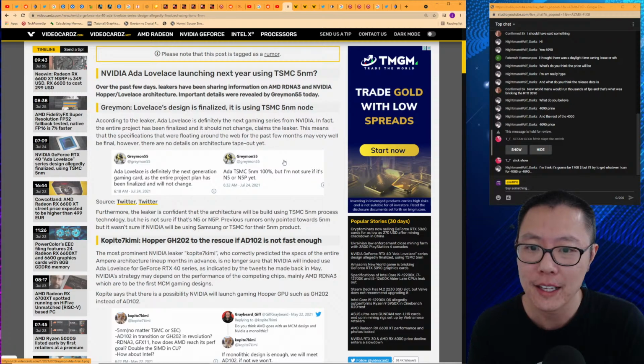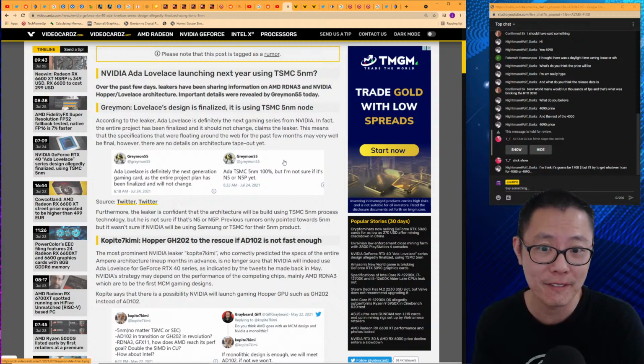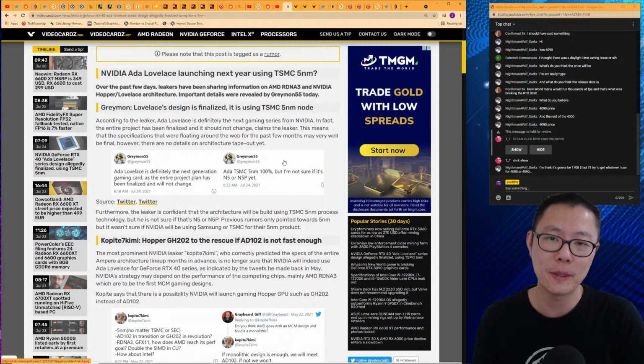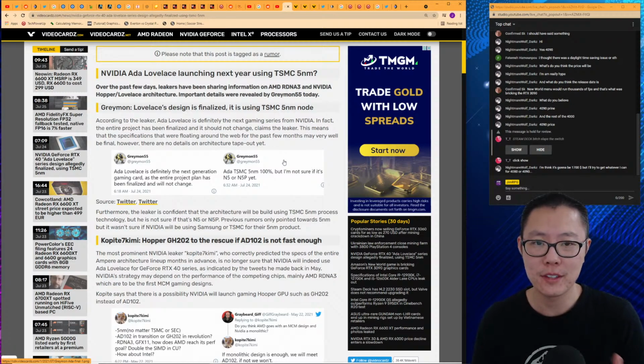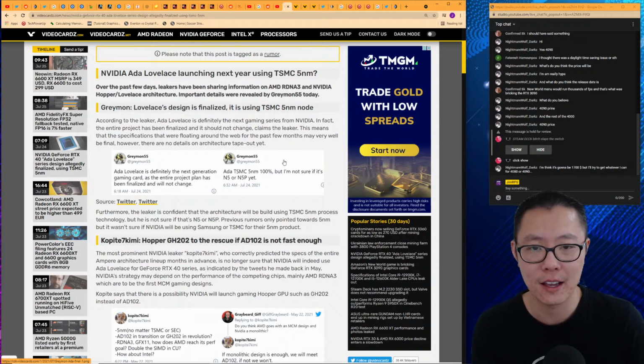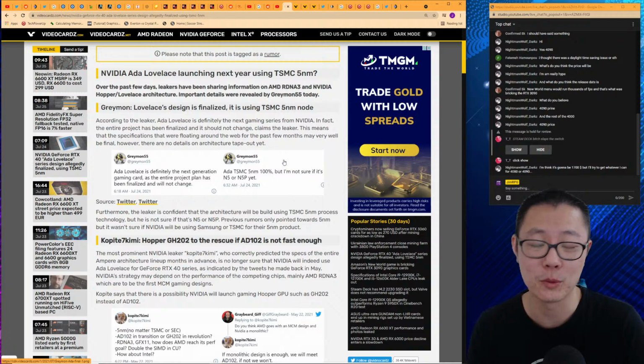Let's go to RTX 4090, and the article says Nvidia Ada Lovelace is launching next year using TSMC 5 nanometer, which is surprising because I thought Nvidia would probably stick with Samsung, because they were at Samsung 8 nanometer, which is very similar to their 10 nanometer process. So there were still good gains for them if they stuck with Samsung 7 nanometer. If you look at this tweet, they say that it's 100% confirmed on TSMC, which is really surprising.